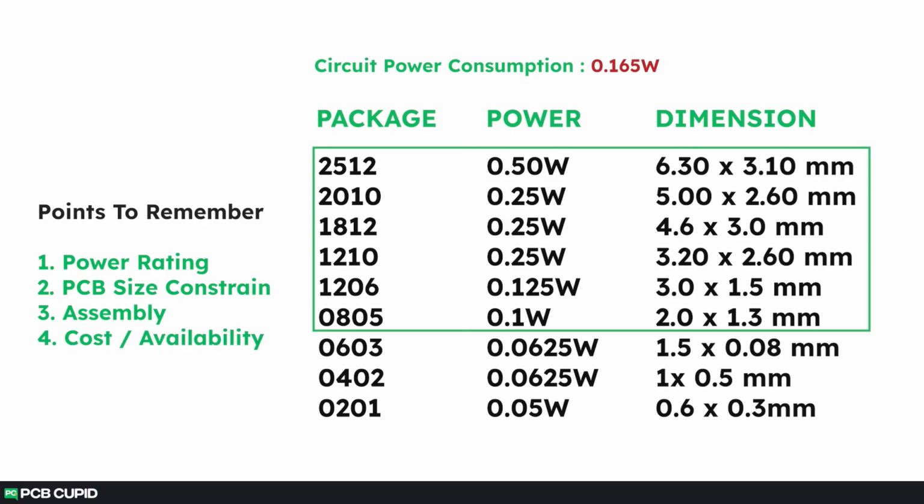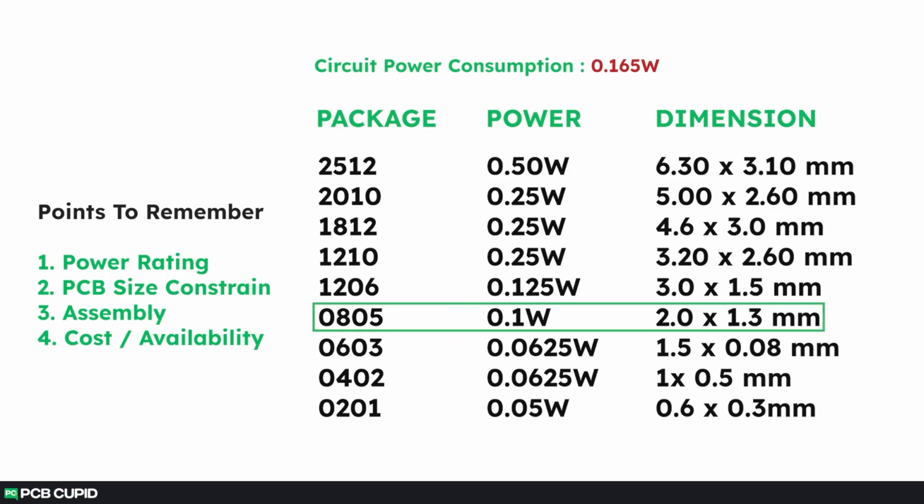Personally, if I look into the availability and the cost, I already have plenty of 0805 packages, and also it's extremely cheap for me to source them at very small quantities. Whereas for the other packages, I might have to buy them at a larger quantity and invest again. So I'll stick with 0805. But remember, you're totally free to choose based on your requirements and the availability.